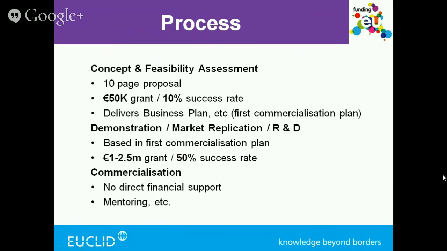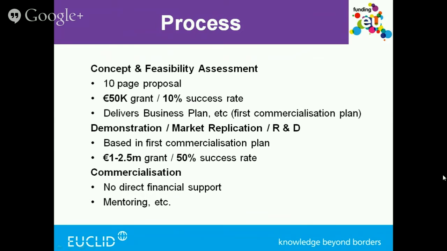And if you are successful, if you do receive this 50,000, then you can bid for the second stage based on your business plan and so on, which is the demonstration and the replication across markets and the full R&D and so on. You can get up to 2.5 million euros, okay, between 1 and 2.5 million euros. And there's a 1 in 2 success rate. So a better success rate for the second stage, but obviously only a 1 in 10 success rate in getting through.